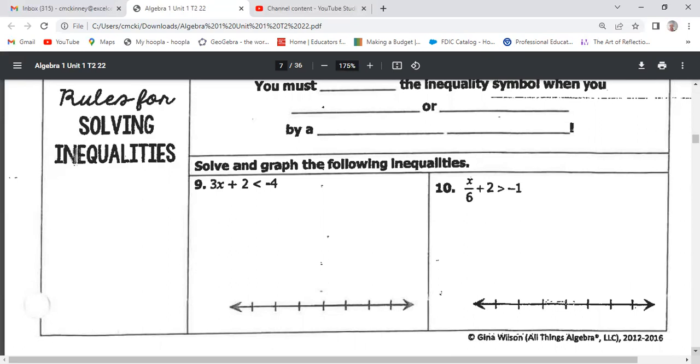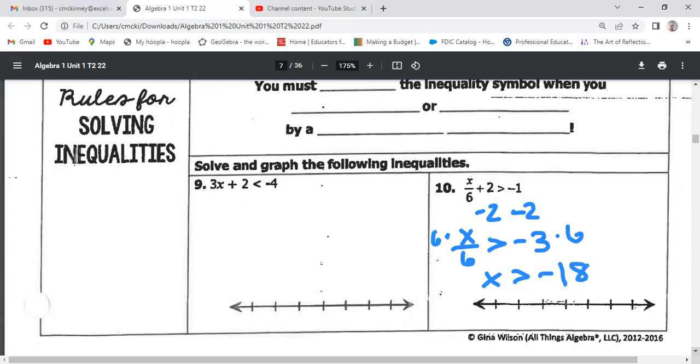I'm going to do number 10 here because we didn't do any fraction equations yet, at least. So here on number 10, x over 6 plus 2 is greater than -1. So we will subtract 2. Then x over 6 is greater than -3. Then we'll multiply by 6. And I get x is greater than -18.